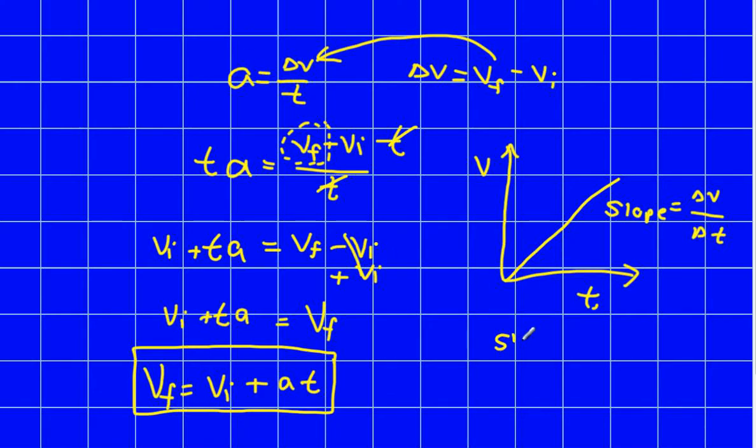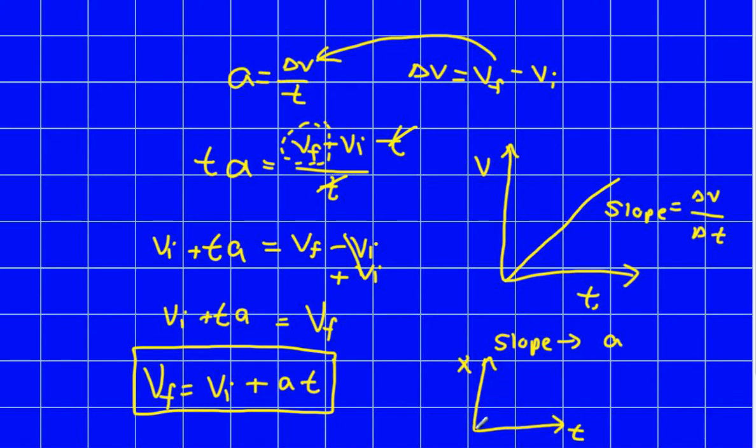So the slope represents the acceleration. So now we have the slope of this graph being the acceleration, and we have the slope of our position time graph.